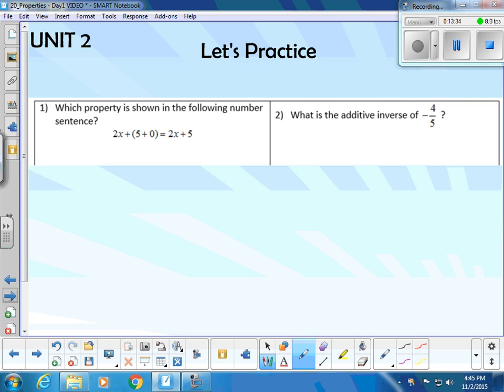All right, so let's look at some sample problems. These are what you're going to see when you look at your SOL or when you do some practice problems in class. So if you look at number 1, which property is shown in the following number sentence? You can put a little note on your paper: look for what has changed. If you look for what has changed in the problem, then you're going to find what the property is.